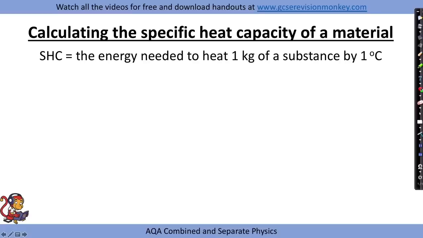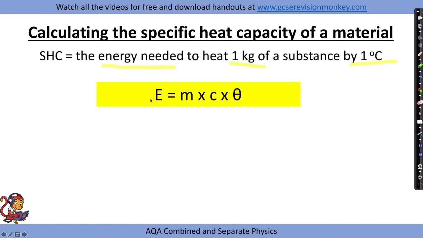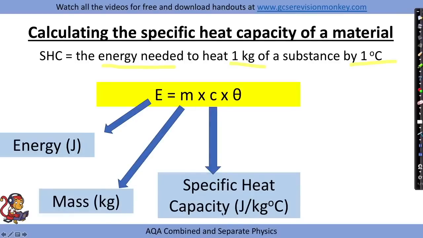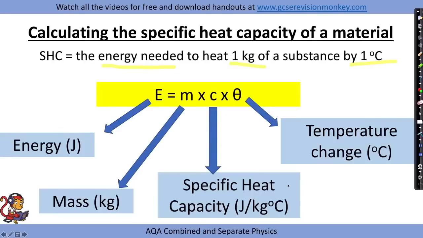And the specific heat capacity is the energy needed to heat 1 kilogram of a substance by 1 degree C. Now there is an equation to go with this practical, and this equation you're actually given on your data sheet. The equation is E equals m times C times theta, whereby E is energy measured in joules, m is mass measured in kilograms, C is specific heat capacity measured in joules per kilogram degrees C, and theta is temperature change measured in degrees Celsius.